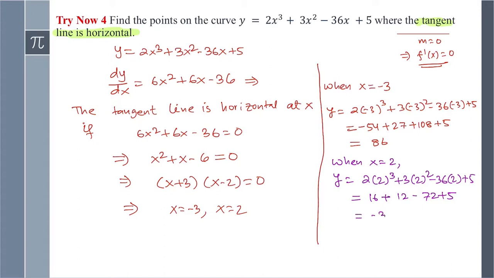So the points that we are looking for are negative 3 and 86, and the other one is 2 and negative 39. So these are the 2 points where the tangent line is horizontal. You can just draw the graph and you'll probably see that at this point you'll have a peak or dip in that function.